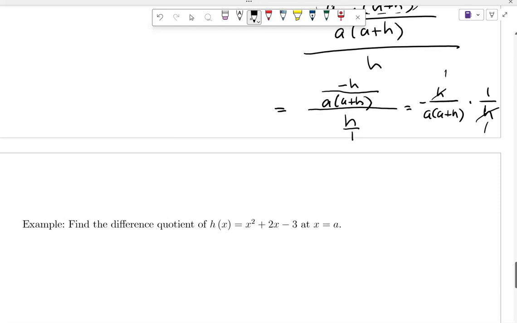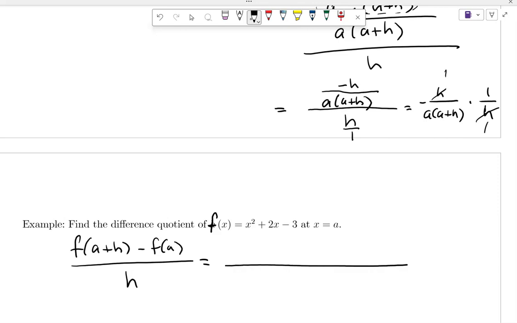Oh, I used an h for the function name. That's a bad idea. Let me change this function name to f. I'm just going to cross that out. There's going to be two things that mean h, and I don't want that to happen. So f of a plus h minus f of a, all over h.